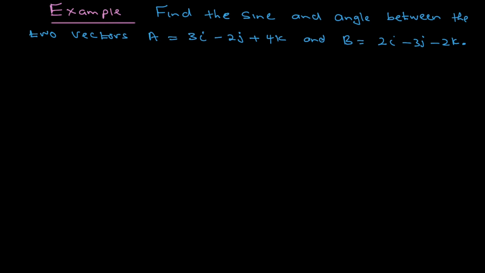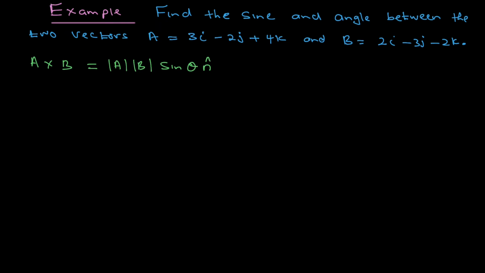So the best thing to do is to first of all write down the equation for that vector. So A cross B, we know that is going to be modulus A, modulus B, sine theta, N hat, the unit normal vector.